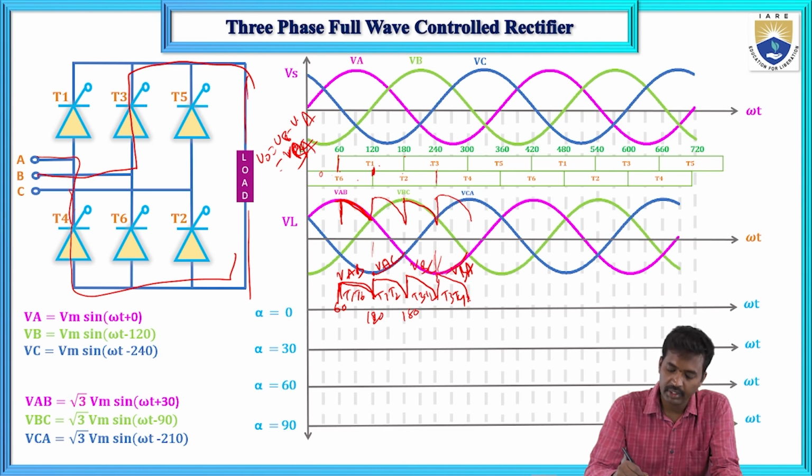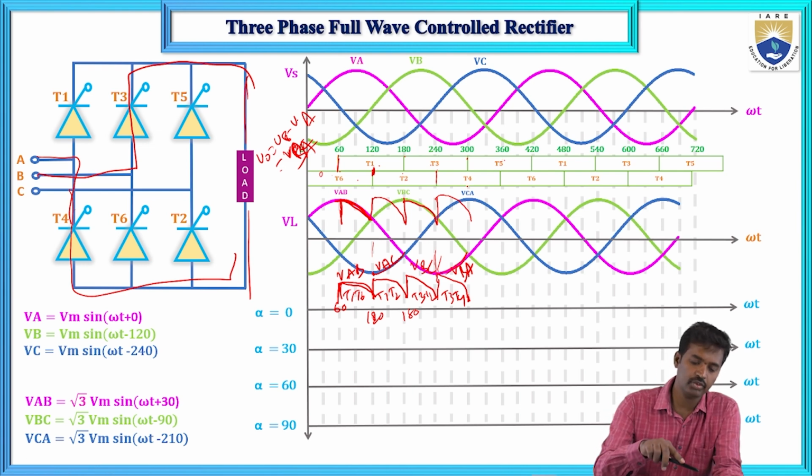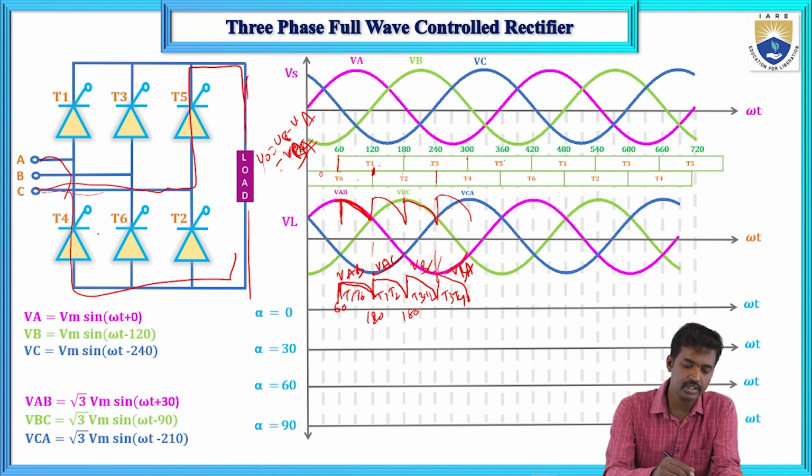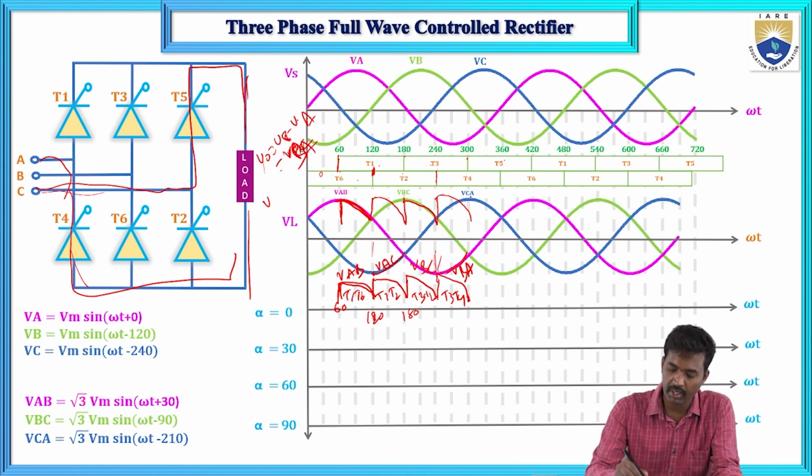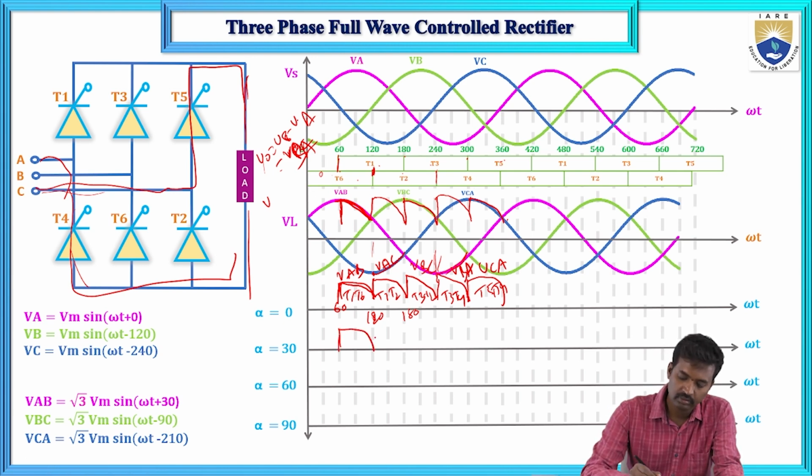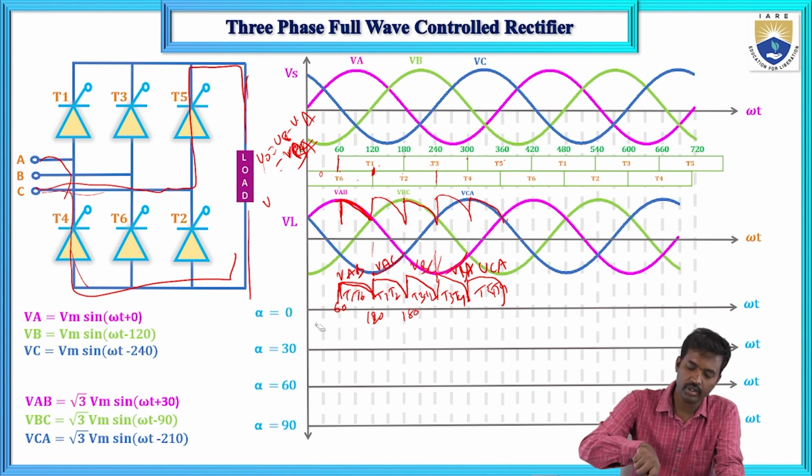And next, from 300 to 360, T5 and T6 will conduct. So this is the T5 and T6 case. T5 and T6 means VCA, so VC minus VA. That is VCA. So V naught equals VCA, same as it is VCA. That is T5 and T4 thyristors will conduct. So this is the output voltage for alpha equals 30.